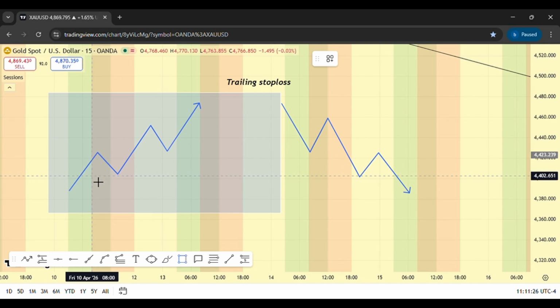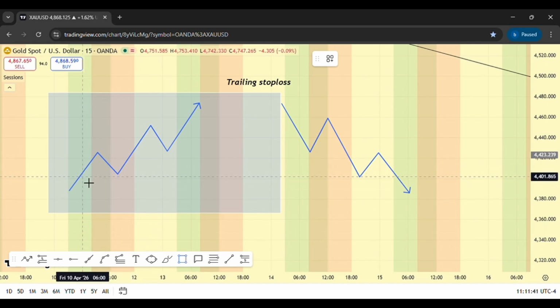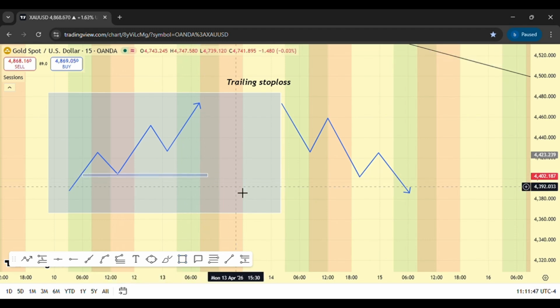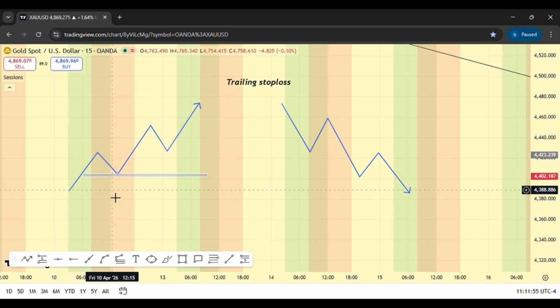So here we have this market right now. It formed a higher low and price is continuing upside. Once this higher low is broken, we know that the market is very much going to go downwards. So you are going to be placing your stop loss around here. Let me just get rid of this rectangle. As you can see here, this is where the new stop loss is going to be.